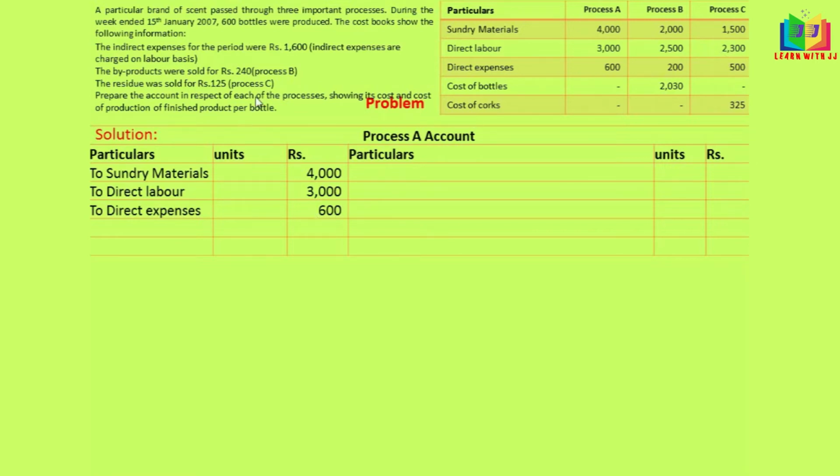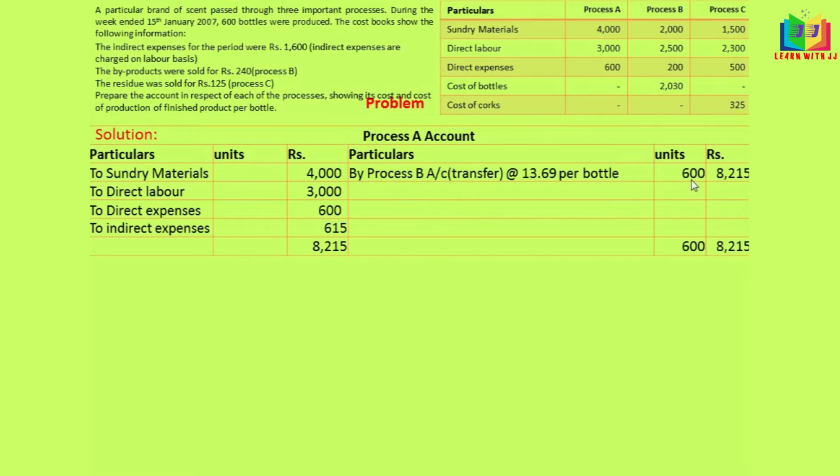So for allocating to process A, 1600 into 30 divided by 78, you will get 615. If you add this, you will get 8215, because we finished writing everything on the debit side. So you can total it. The next thing to write on the credit side: we don't have any information, no wastage we got. So we can balance this process A account.